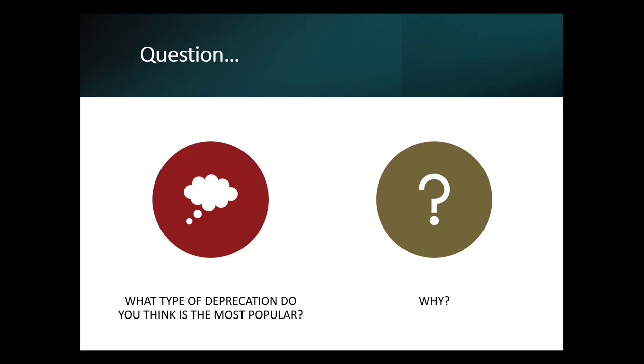So straight line is the most popular. When in doubt, if it's a tie, do straight line. Quick, easy, good to review. That's why.